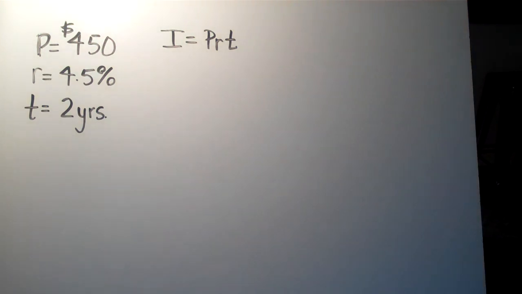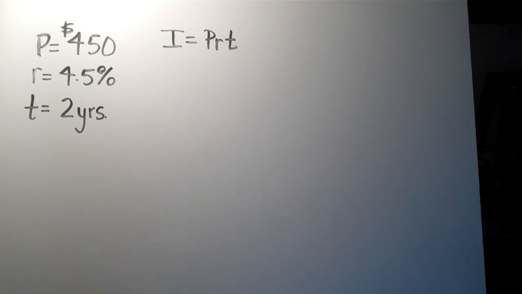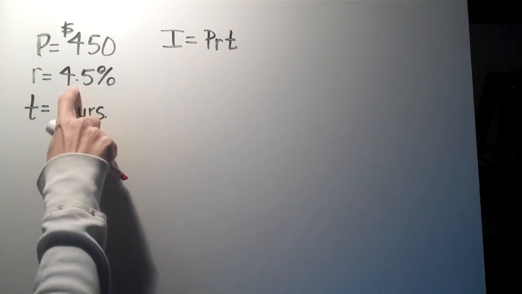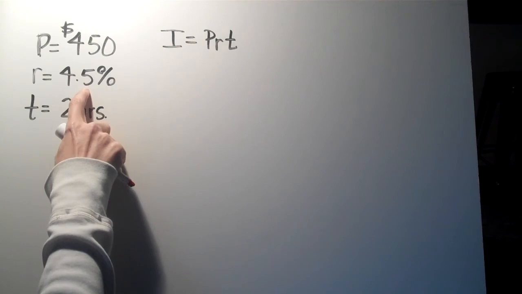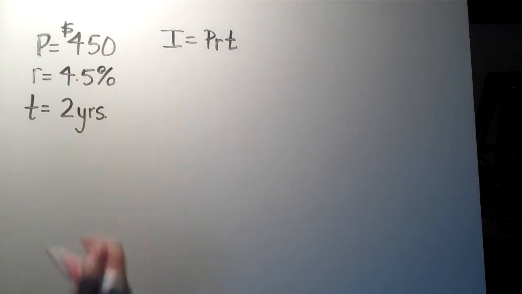Let's say you're given a problem where they tell you the principal is $450, the rate is 4.5%, and the time is 2 years. Well, the first thing you want to do is look at this percent right here, and you're going to need to change this percent into a decimal. You see the time is 2 years, so that's pretty simple. The principal is pretty straightforward.